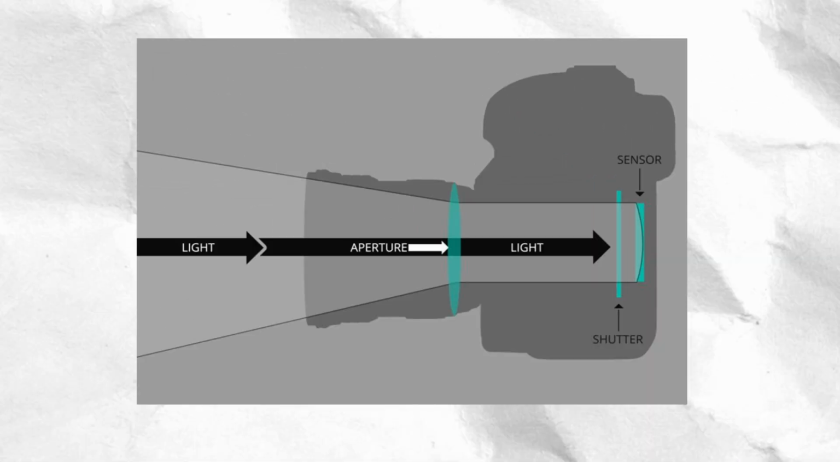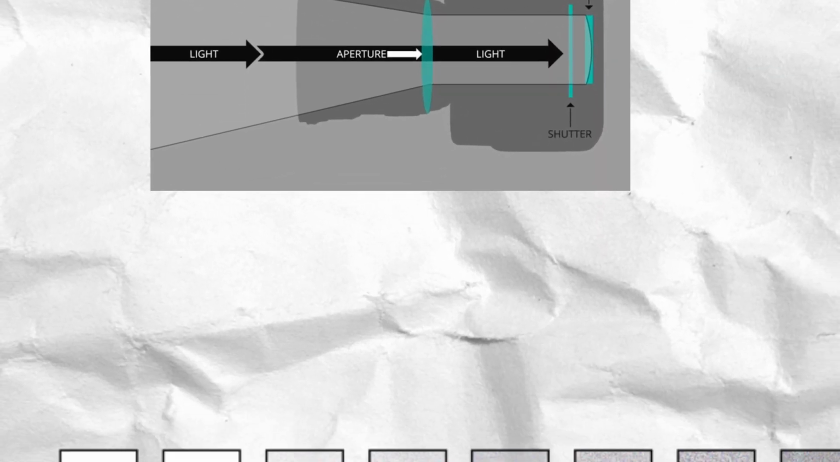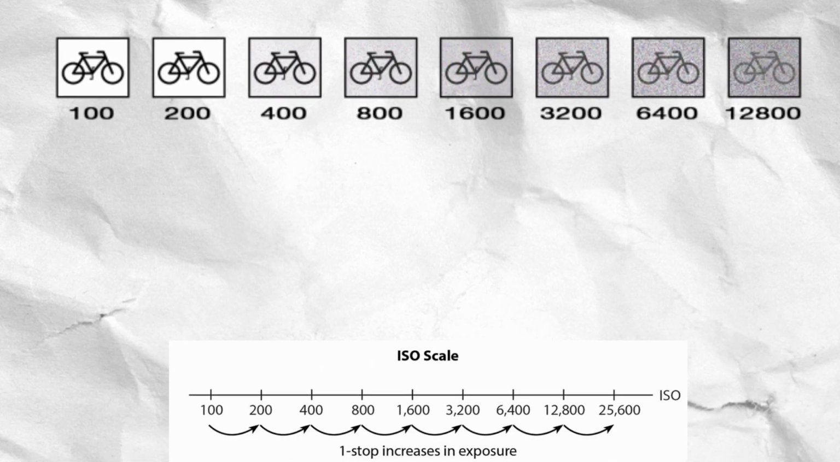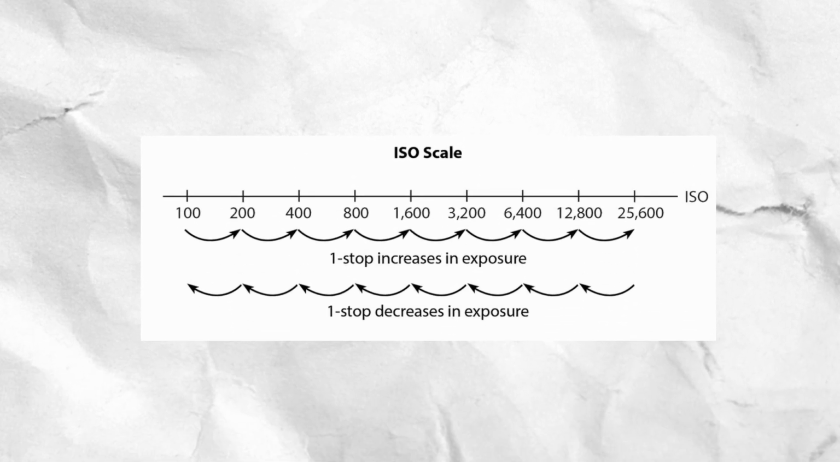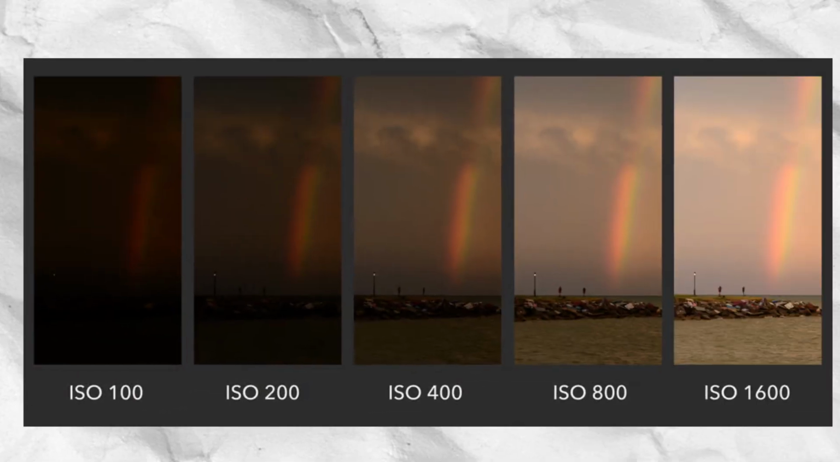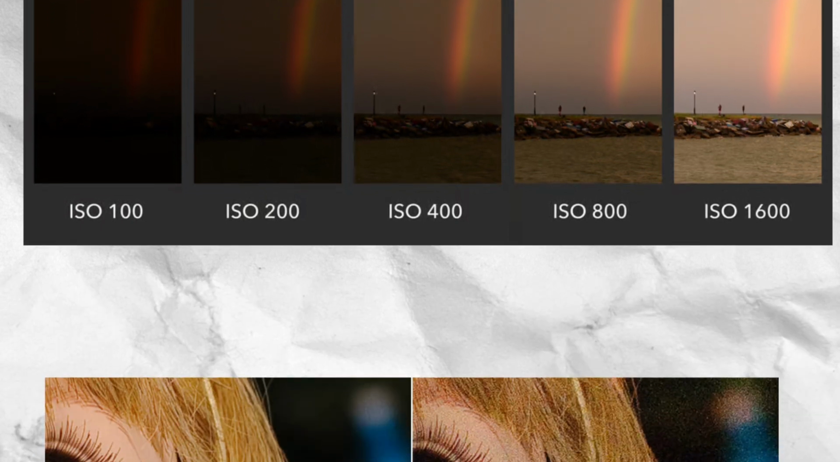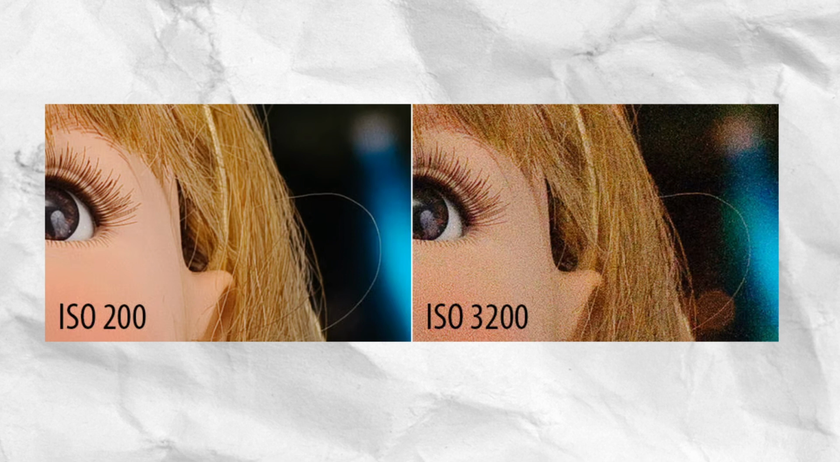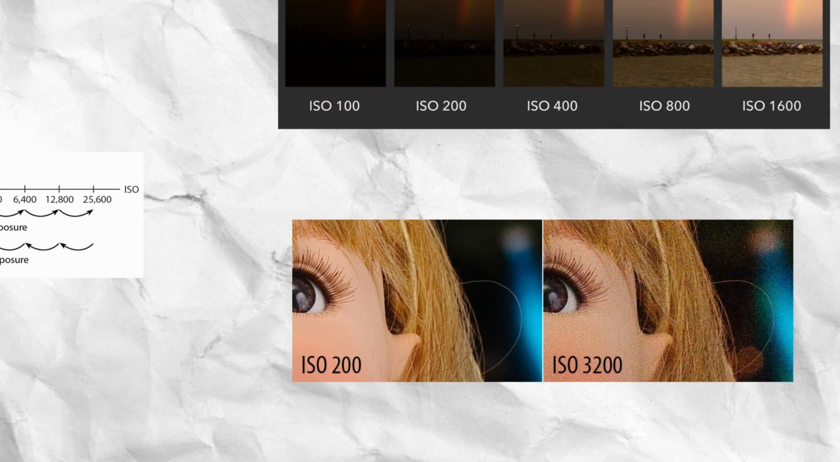On to ISO. ISO measures the sensitivity of your camera sensor to light. A lower ISO, such as 100-200, is ideal for well-lit conditions, providing crisp and noise-free footage. However, in lower light situations, you may need to increase your ISO to 800 or 1600. But be cautious, as higher ISO settings can introduce noise into your photos.